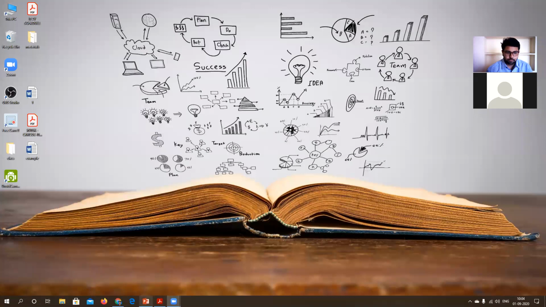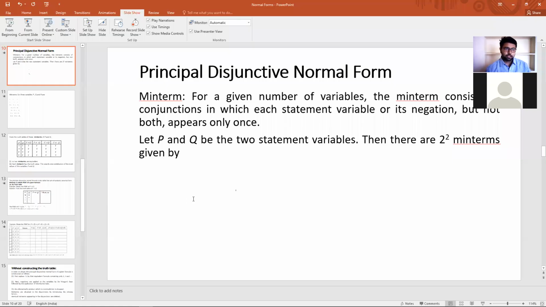Okay, we have seen DNF and CNF. Now we are dealing with the PDNF. Yesterday we have seen the truth table, how to construct a truth table for PDNF. Again, I'm going to tell you what is a PDNF, then I'm going to continue my session.